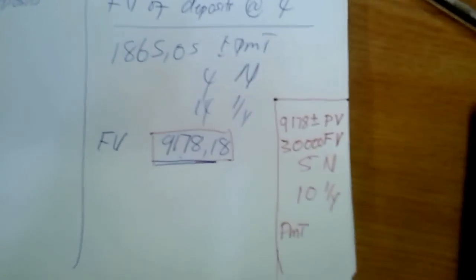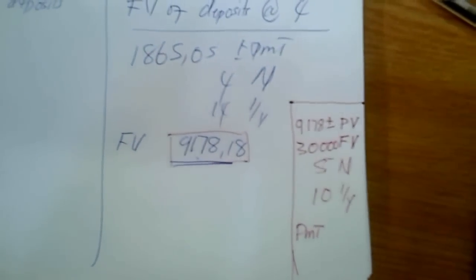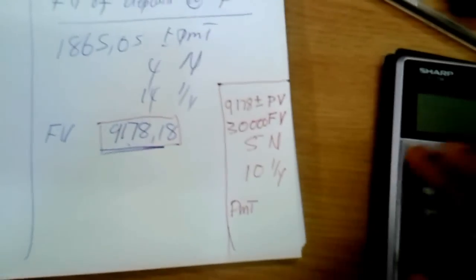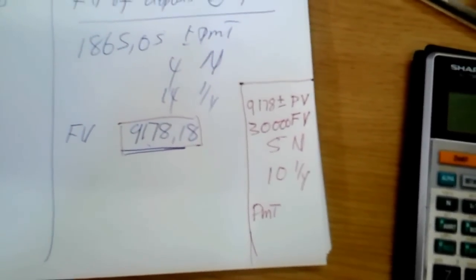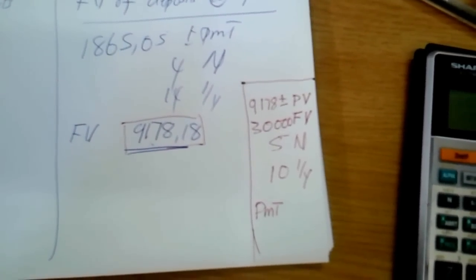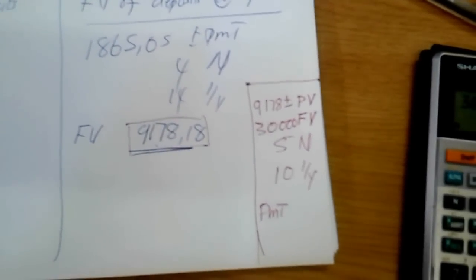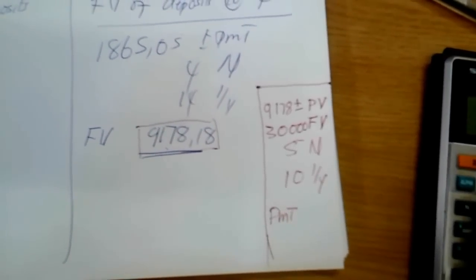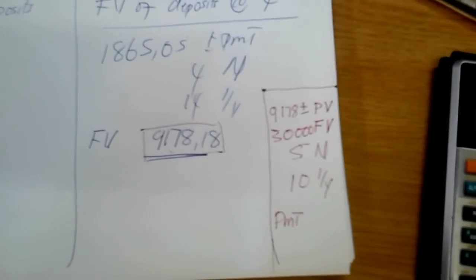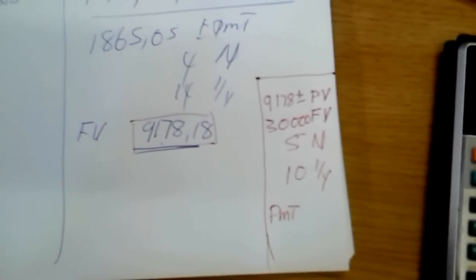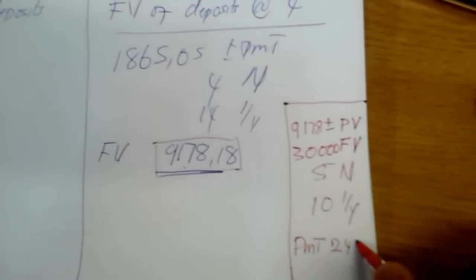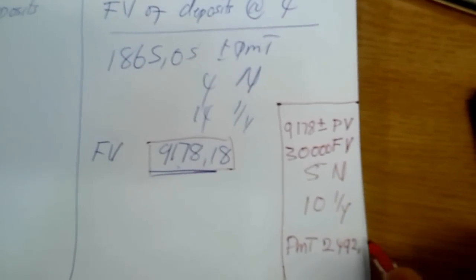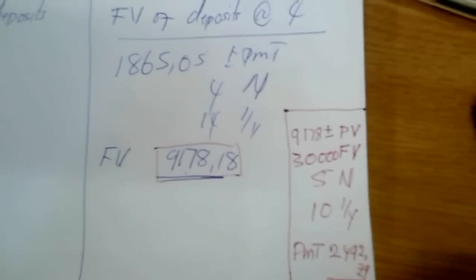You have not yet done something like this, but it's very possible. Although you might not be able to use it because you'll be given steps that you must follow the other way. So quickly, let's just verify our answer. 9178, plus minus, that's your PV, then 30,000 is your FV, then 5 is your N, and 10 is your I, then compute PMT. And what do you get for your PMT? You get 2,492.79.